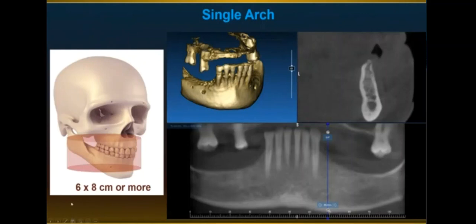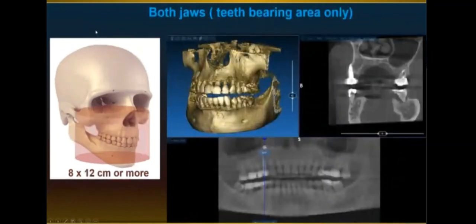For a single arch, 6 by 8 centimeter or more may be okay for scanning a single arch, especially the maxilla. The fourth type is both jaws, or what we call inter-arch. This shows both jaws, but only the teeth-bearing area. It's not used for maxillofacial. This can be 8 by 12 centimeter or more. As we see here, it shows both jaws, and the width can show completely the teeth and the vertical dimension as well.